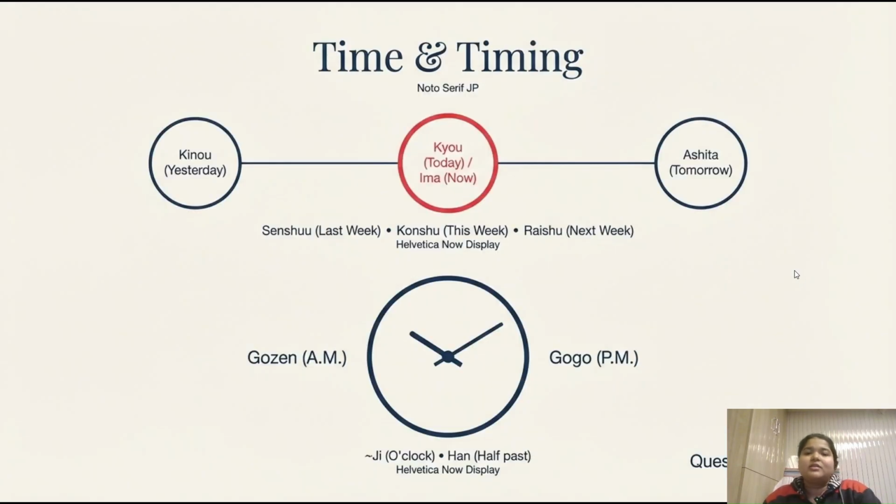Now it is time, right? We now know the timing. Now, when I'm talking about now, what exactly is now called in Japanese? It is known as ima. If you're watching this video today, it's going to be kyo. So you have to be very particular with the pronunciations. As I myself am a beginner, I might make some blunders here and there.